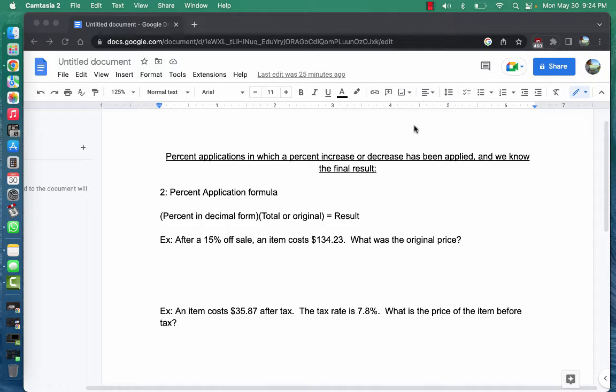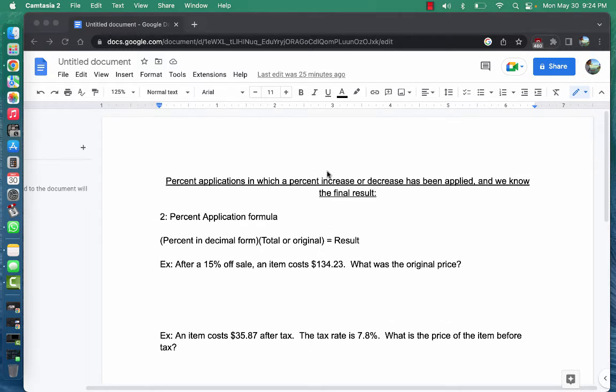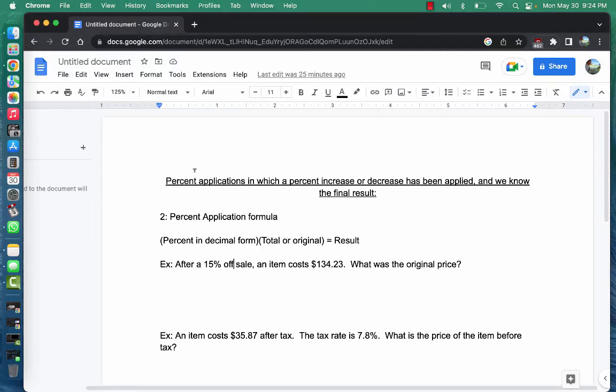This is the second video over percent applications. And these problems are a little bit more difficult, so I've put in a description here. These are specific percent applications in which percent increase or decrease has been applied, and we know the final result after that percent increase or decrease. So there's a couple things we need to be aware of. The main thing is that we know the result of the percent application.